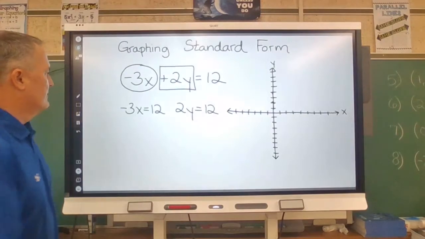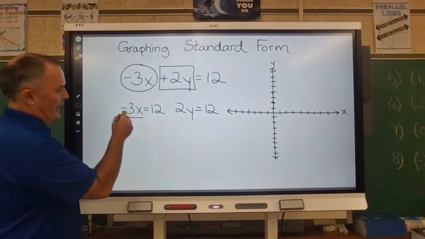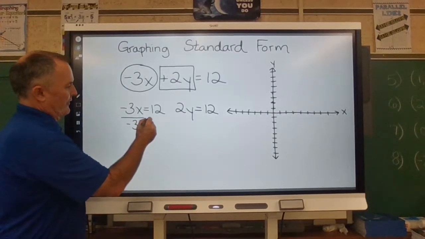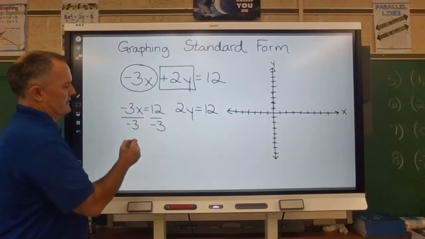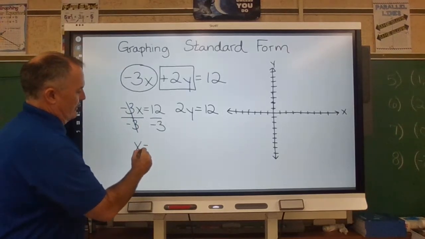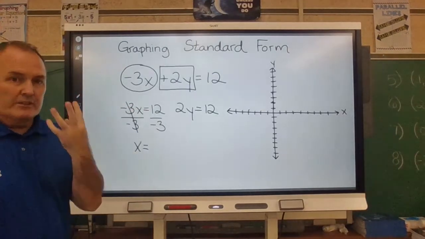So now all we need to do is solve both little mini one-step equations, and we'll have our x-intercept and our y-intercept. So here the opposite of multiplying by negative 3 is to divide by negative 3, but I got to do the same thing to both sides. Whoop. That cancels that out. X is going to be 12 divided by 3 is 4.